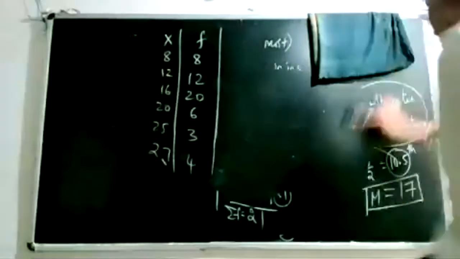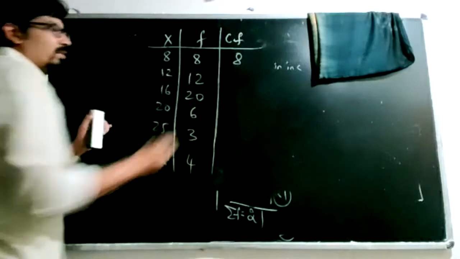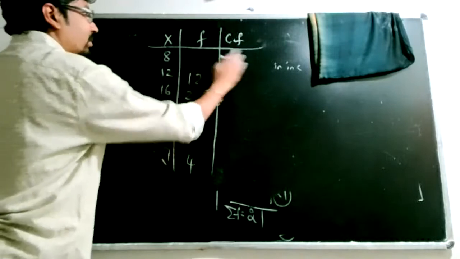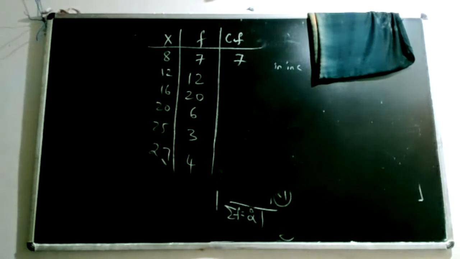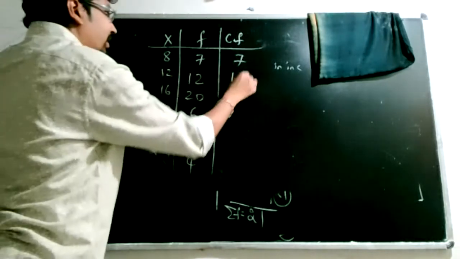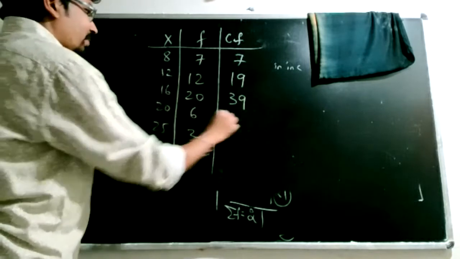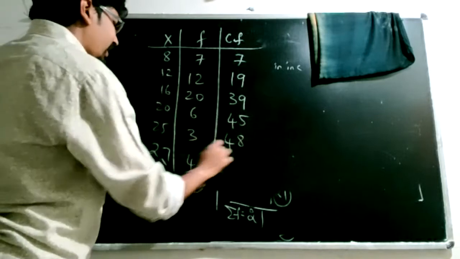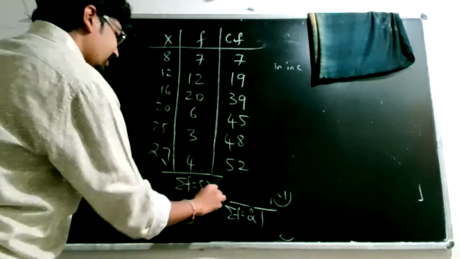So if you want to compute the value of median for this, you will first obtain the cumulative frequency. So the first value remains the same as that of frequency, 8, then 8 plus 12. If you get confused, I'll change it to 7. So 7, then 7 plus 12, 19. 7 plus 12 plus 20, 39. 7 plus 12 plus 20 plus 6, which comes to 45. Sum up to this, 48, and then 52. So you have total frequency as 52.